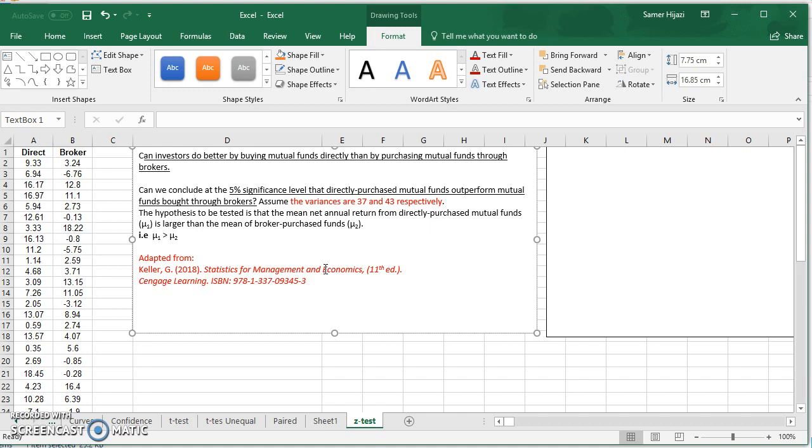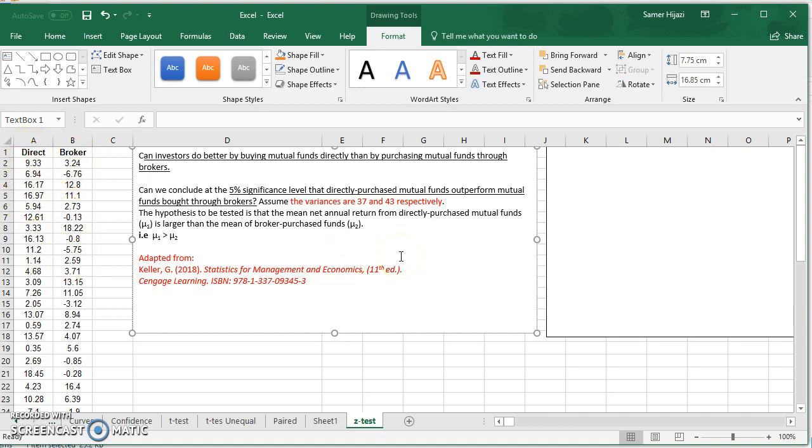The question here says that investors want to see if they can do better by buying funds directly or through brokers. At a 5% significance level, we want to see if the directly purchased funds outperform, which means larger than those through brokers. They give us the population variances for both of them, and we have the data for purchasing directly or through brokers.